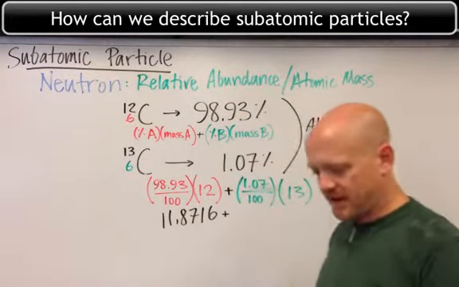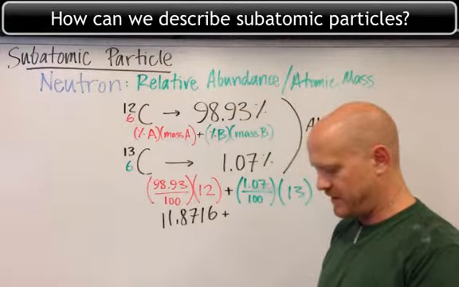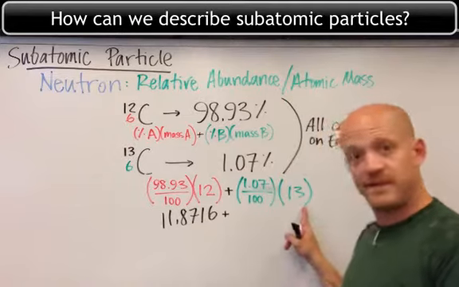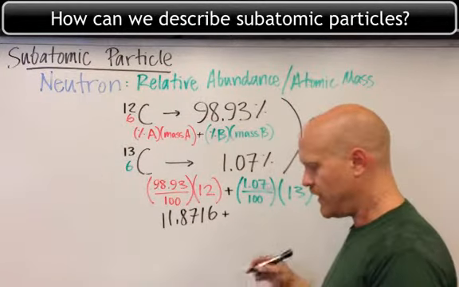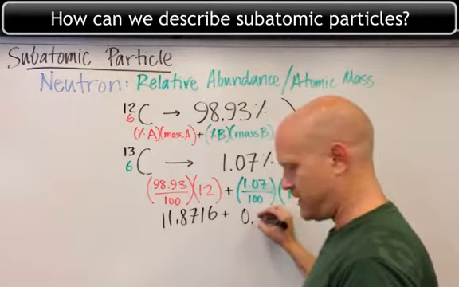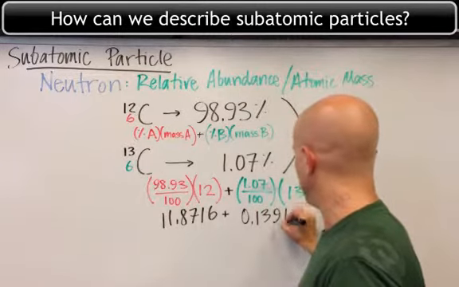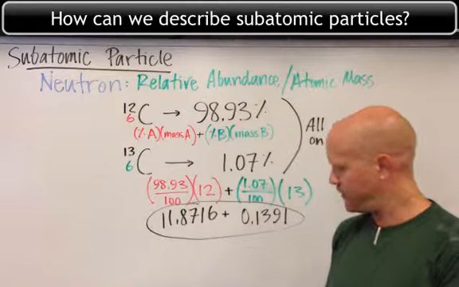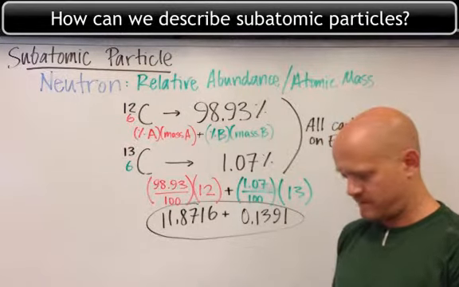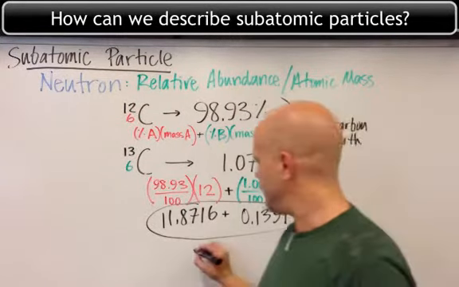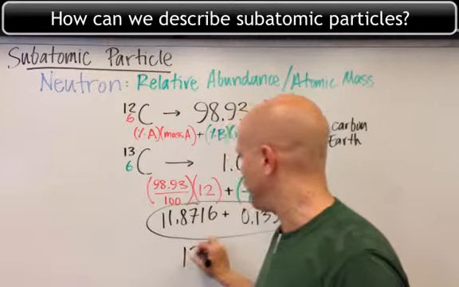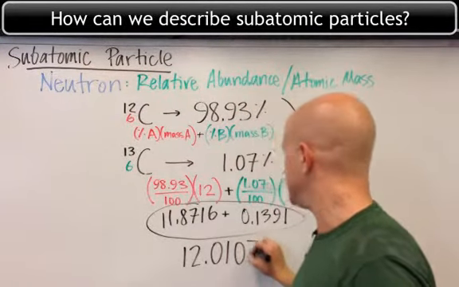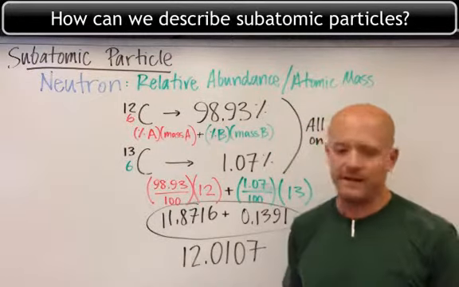Now I'm going to do this calculation. 1.07 divided by 100 times 13 equals 0.1391. I'm going to add these two numbers together, plus 11.8716, and the answer I get is 12.0107.